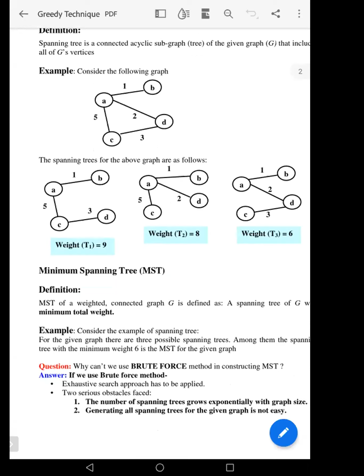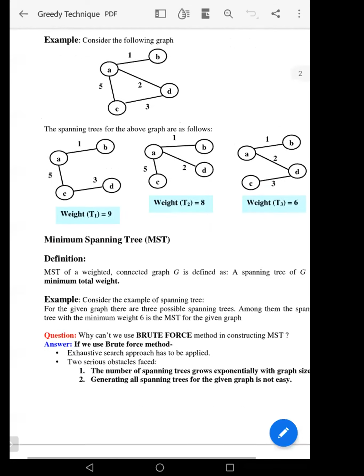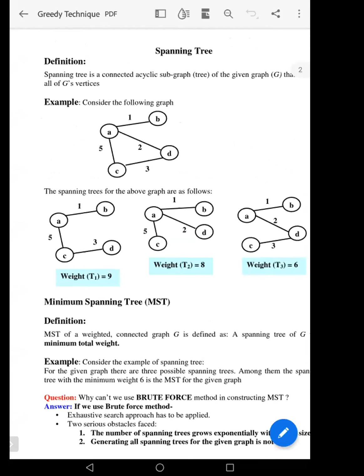We can form them. Now we can find the sum of the weight of the edges of all the trees. In the first graph, the sum of the weight is 9. In the second graph, the sum of the weight is 8. In the third graph, the sum of the weight is 6. So what do we find from here? We can form 3 spanning trees with different sums of the weight of the edges.